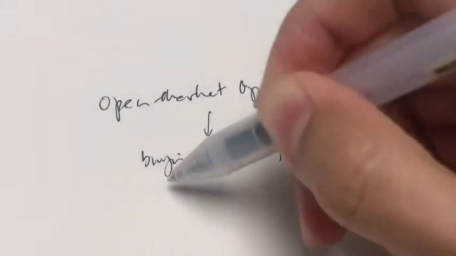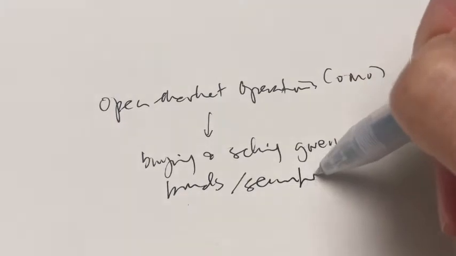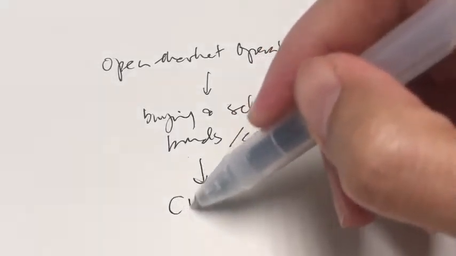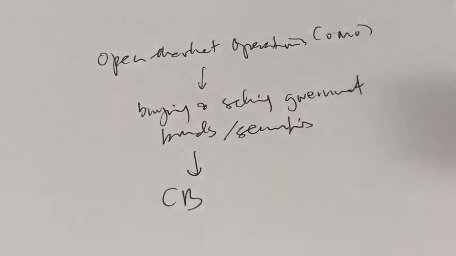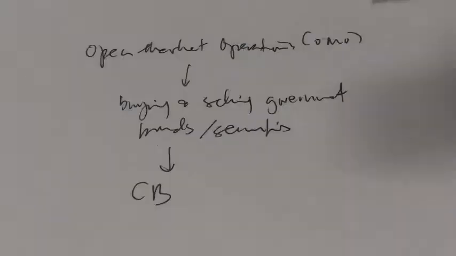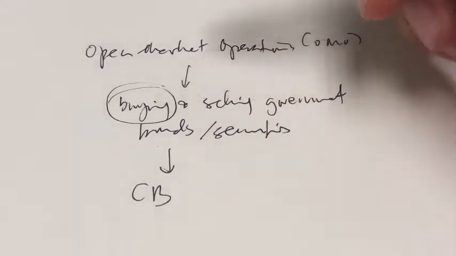Government bonds or securities. So who will be doing these transactions? The central bank. All right, so where will the central bank be doing these transactions? The open market, from either commercial banks or the general public. That is why this tool is called the open market operations. Now let's take a look at the first activity, buying of securities.